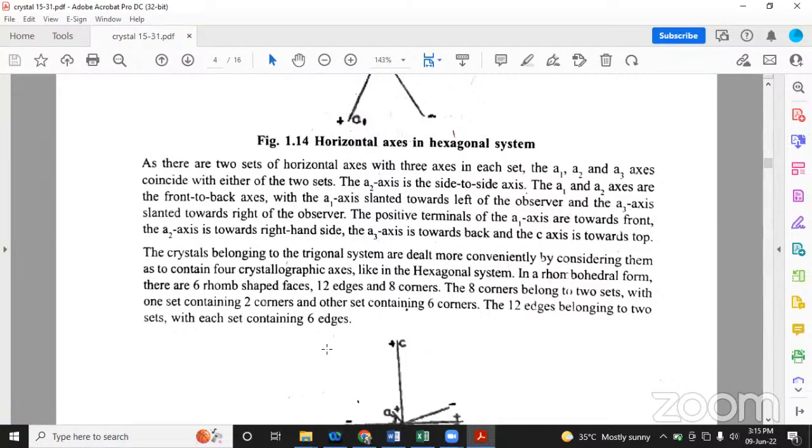There are only 31 combinations of symmetry elements possible. Total 6 major crystallographic systems. In this, there are 31 symmetry classes, and there are 32 crystal classes. All of these 32 classes are grouped under the 6 crystallographic systems.